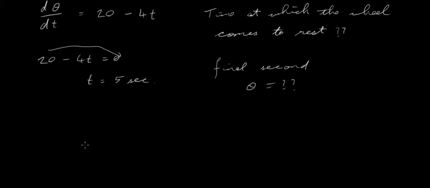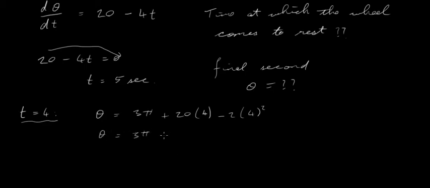So what you can do here is find the angle it makes after 4 seconds. The angle it makes after 4 seconds will be theta, which is 3 pi plus 20t, 20 times 4, and then minus 2 times t squared, which is 4 squared. This was our original formula. That will give us an angle theta of 3 pi plus 48 radians.